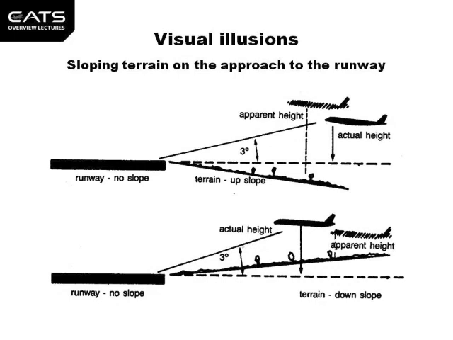Similar effects may occur when approaching upsloping or downsloping terrain towards a level runway. In the top image, the terrain is upsloping and the pilot feels higher than normal, therefore may wish to undershoot. With downsloping terrain towards the runway, the pilot may overshoot.